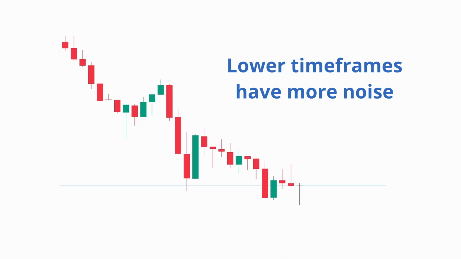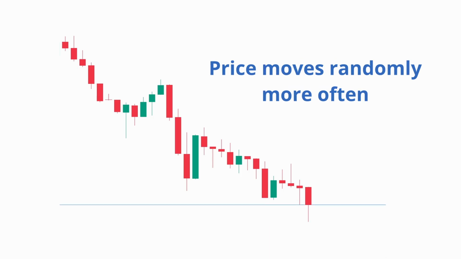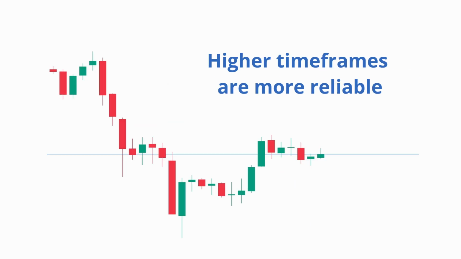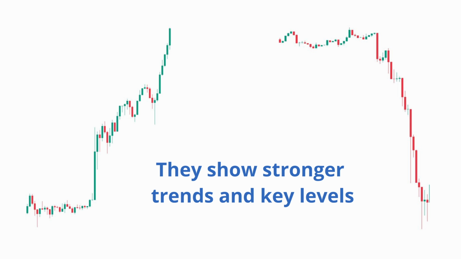Lower timeframes have more noise. Price moves randomly more often. Higher timeframes are more reliable. They show stronger trends and key levels.